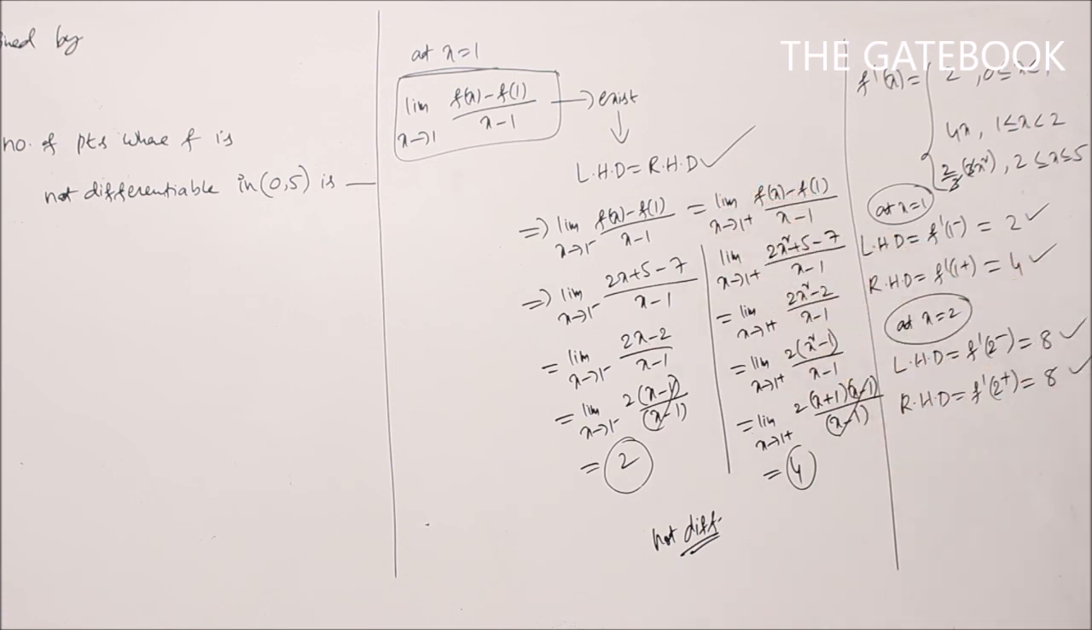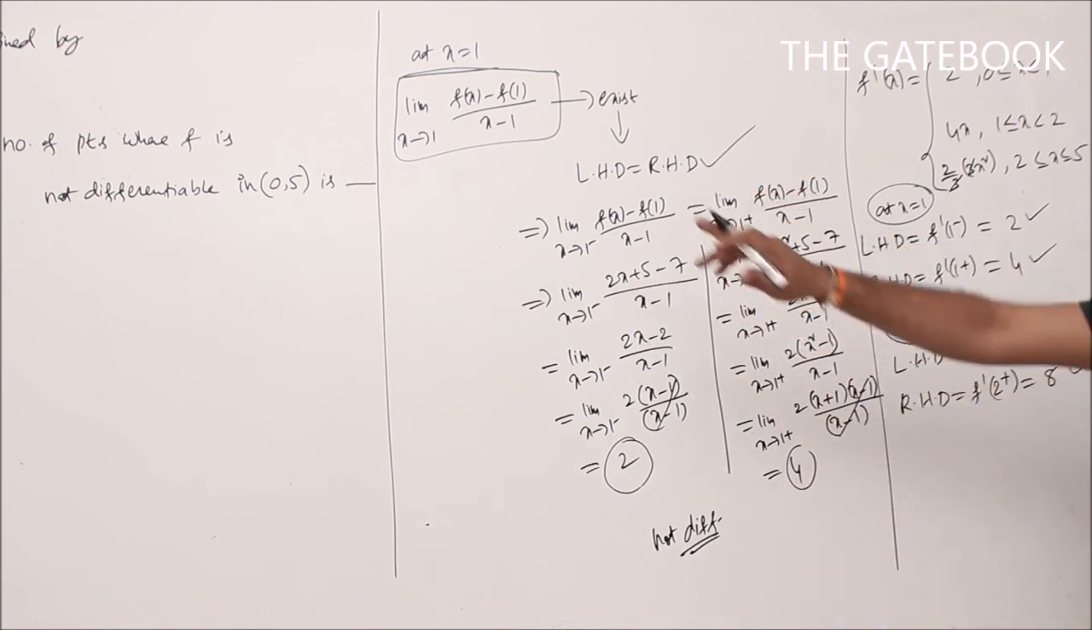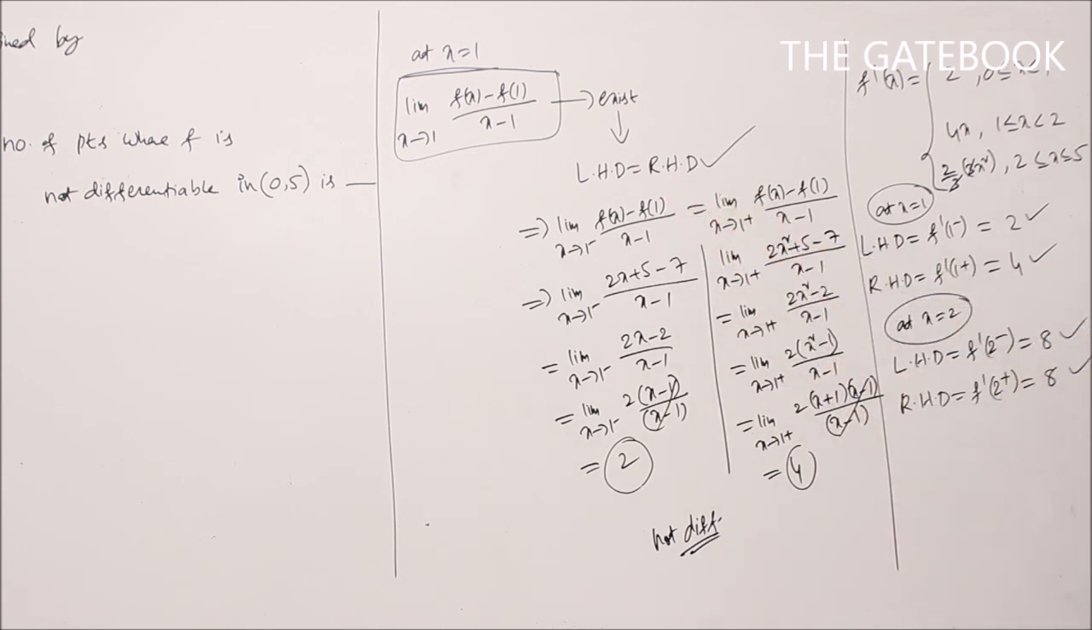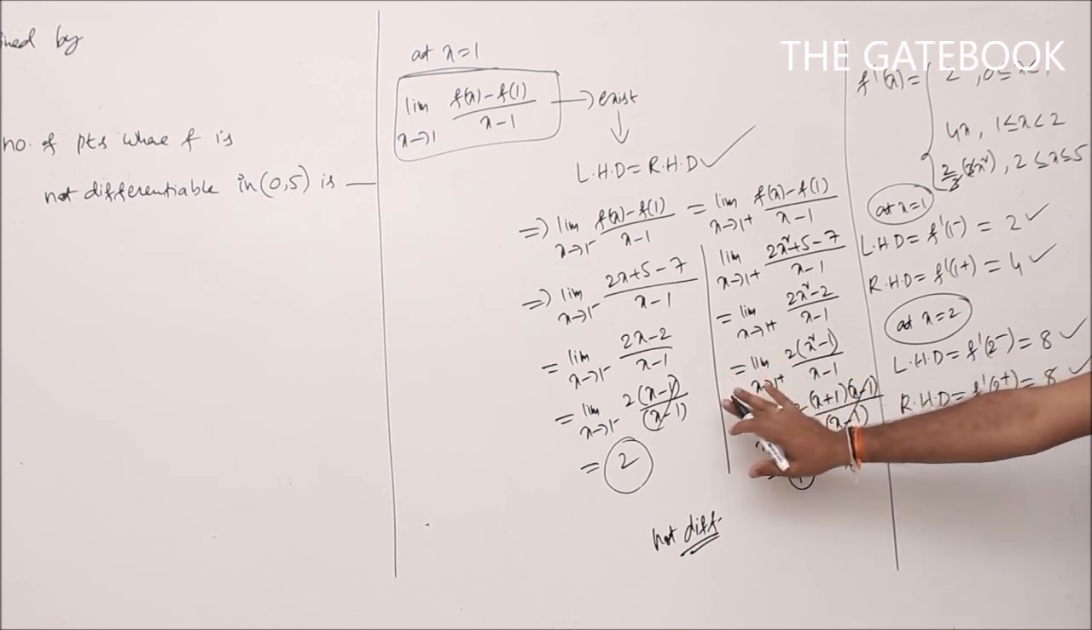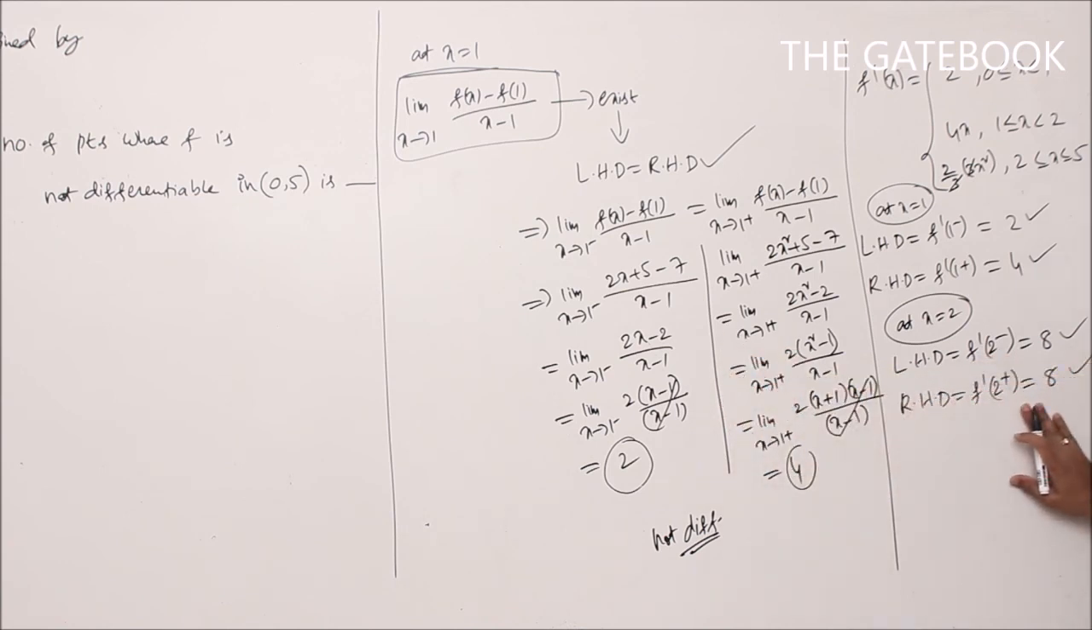So the number of points where f is not differentiable in the open interval 0, 5 is only 1. At x is equal to 1 only it is not differentiable. At x is equal to 2 it is differentiable. What about 3 and 4? 3 and 4 are not critical points, so no need to check at 3 and 4. The given function is always differentiable at 3 and 4. So the final answer is 1.